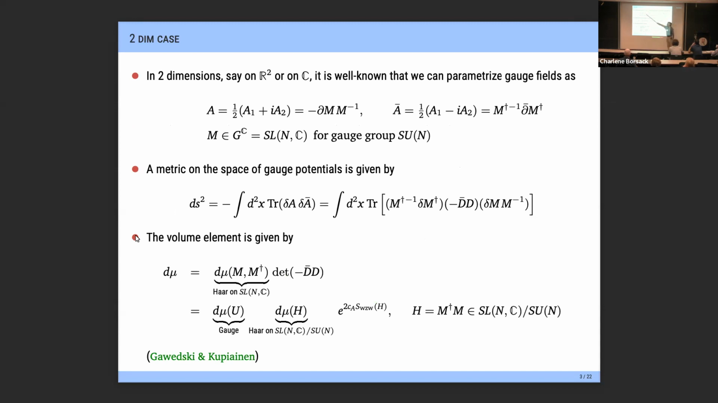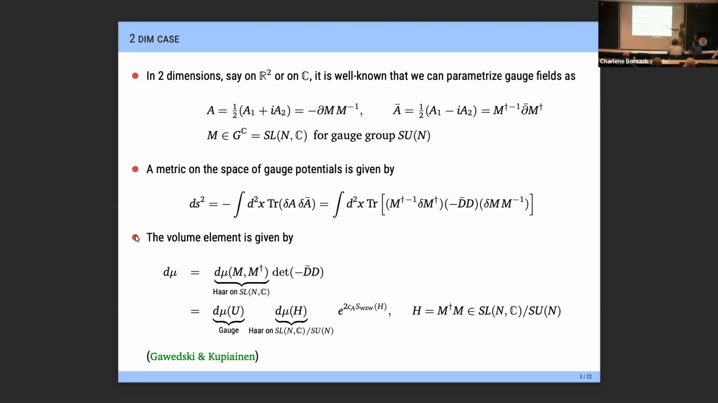You take the complex components, write them in terms of the holomorphic derivative of a matrix times its inverse, and this is the complex conjugate. This matrix M belongs to the complexification of the gauge group. So if I'm looking at the gauge group SU(N), M would belong to SL(N,C). Now, once we have this parameterization, one can write down a metric on the space of potentials, which is basically taking variations of this and integrating, and here would be the metric. In this language, in terms of M, it looks like so.